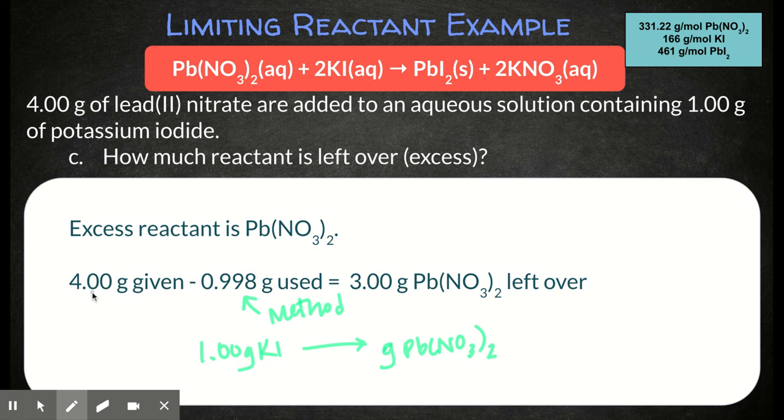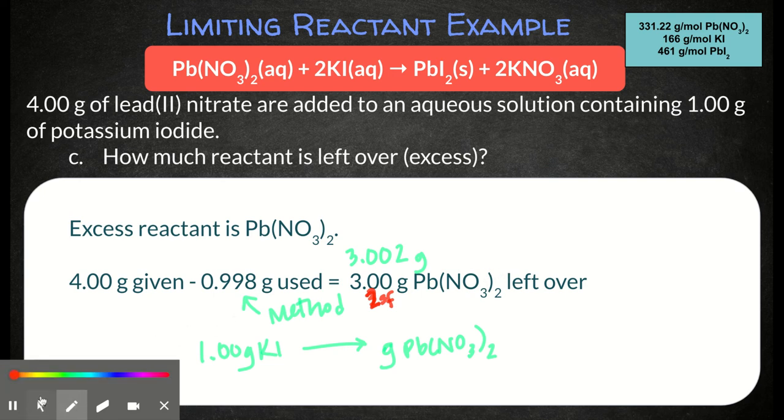Okay, and so if I'm given 4 grams, I can subtract the 0.998 grams that were being used. This would get me 3.002 grams, but based on my sig figs, this should only be, right, 3 sig figs. And it should only actually be, more appropriately, 2 sig figs after the decimal point, because this is a subtraction. Okay. And so 3 grams of my lead(II) nitrate are going to be left over.